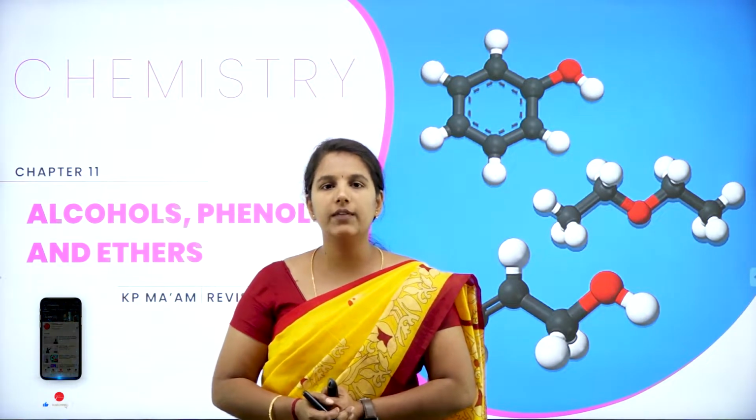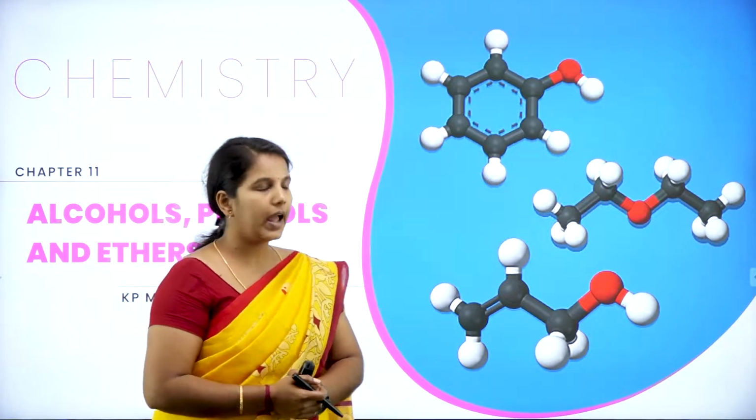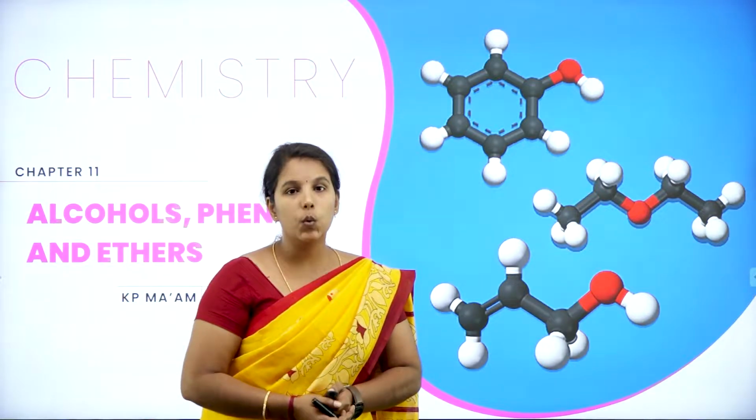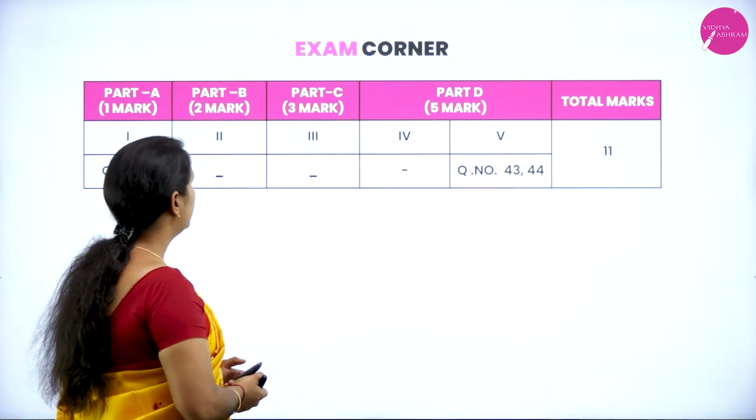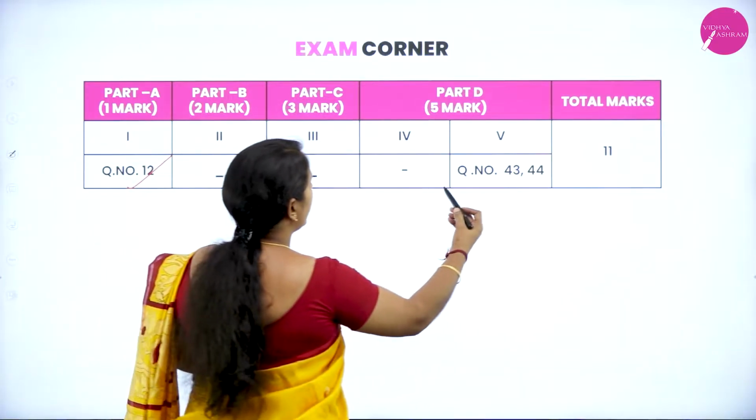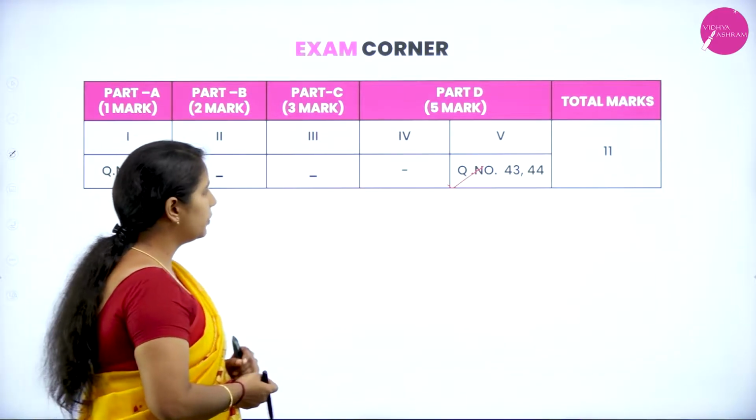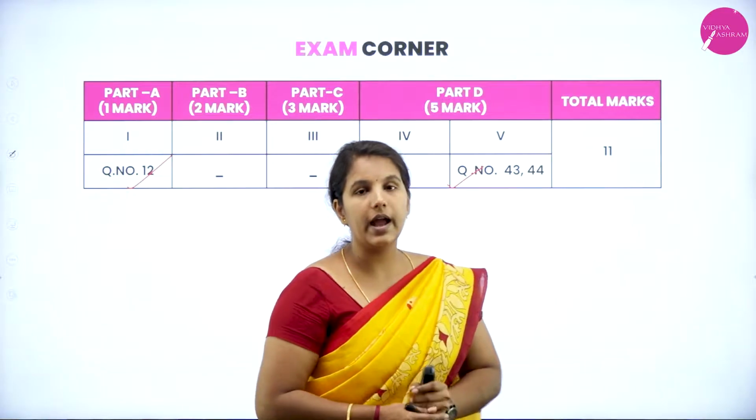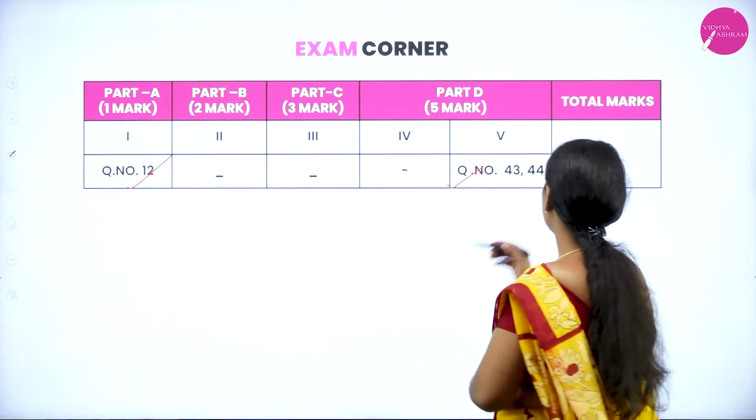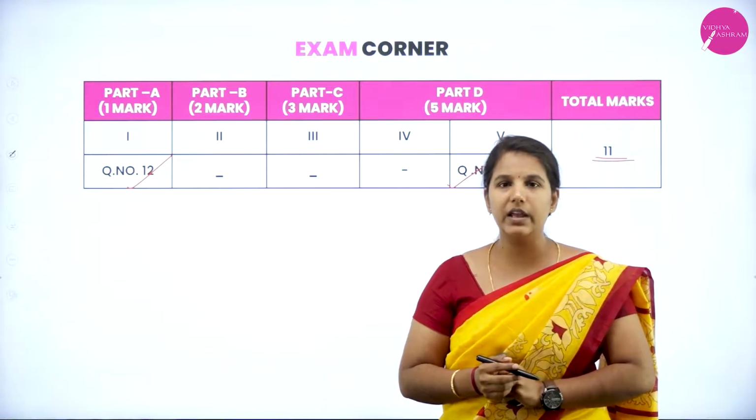In this session, we are going to discuss Unit 11, Alcohols, Phenols and Ethers. Before discussing this unit, let's see the weightage of this unit. From this unit, we can expect one 1-mark question and directly two 5-mark questions. Remember, question number 12, and question numbers 43 and 44 will come from this unit, and the total weightage will be 11 marks.